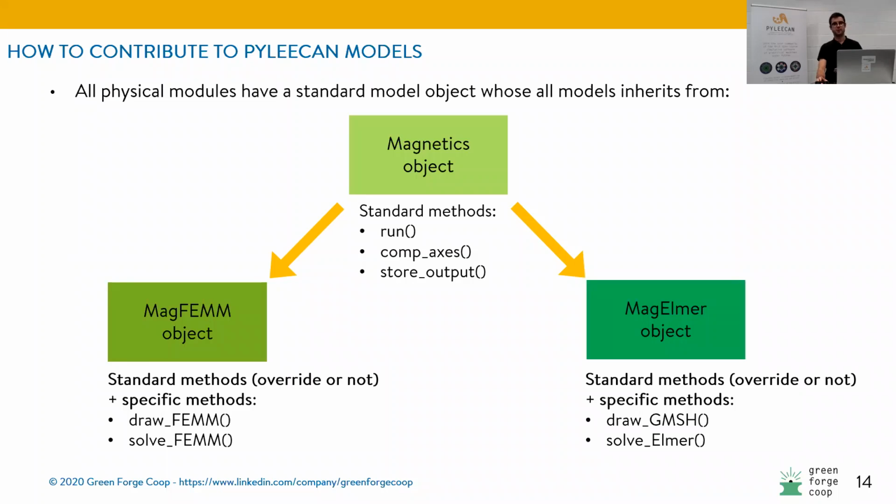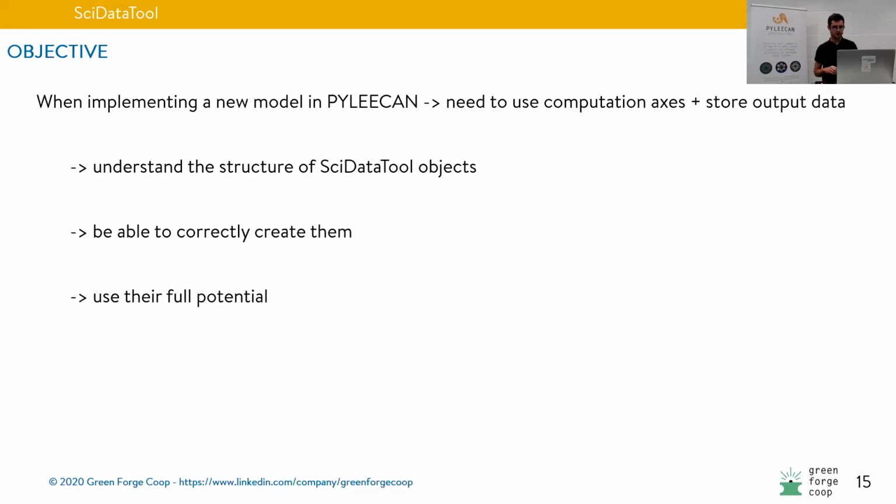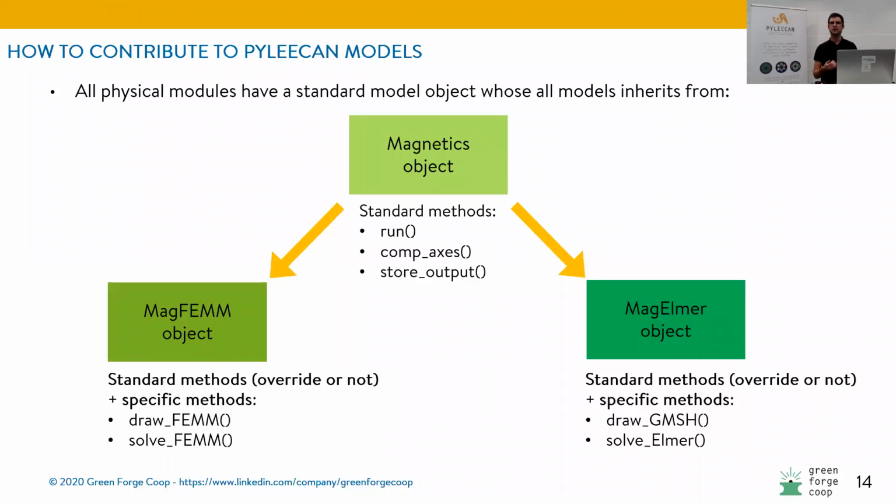And what is very powerful is we can copy this way of doing for any kind of magnetic model because we agreed on the standard outputs and we agreed on the standard methods. So Elmer here will draw the geometry using GMSH and we'll have a method to solve the problem. So now we can discuss a bit more about the outputs and how we store the data in the outputs. And for this, I will let Helen present what we have already in Pyleecan.